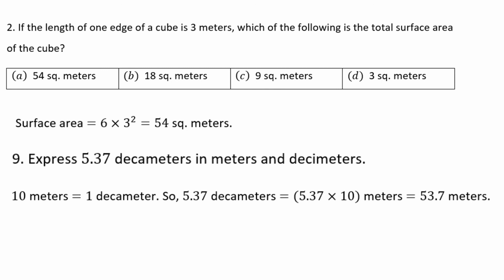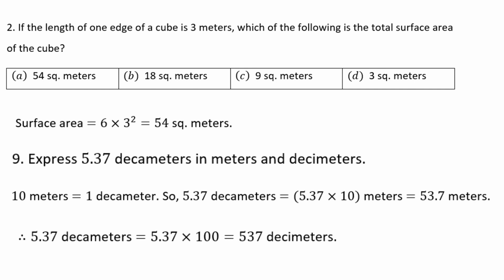Express 5.37 decameters in meters and decimeters. As you can see, 10 meters is actually 1 decameter, so 5.37 decameters is 5.37 times 10 meters, which is actually 53.7 meters. So it is done, and we need to convert it to decimeters, and you all know that 5.37 decameters is actually 5.37 times 100 equal to 537 decimeters. And why I multiplied it by 100, and why 10 meters equals 1 decameter, I explained all of them from lecture 1 to lecture 2.